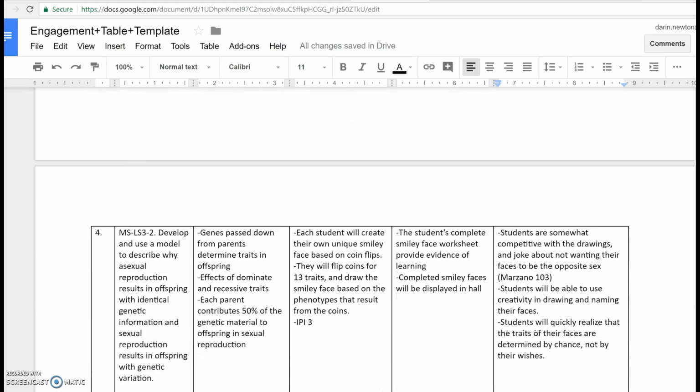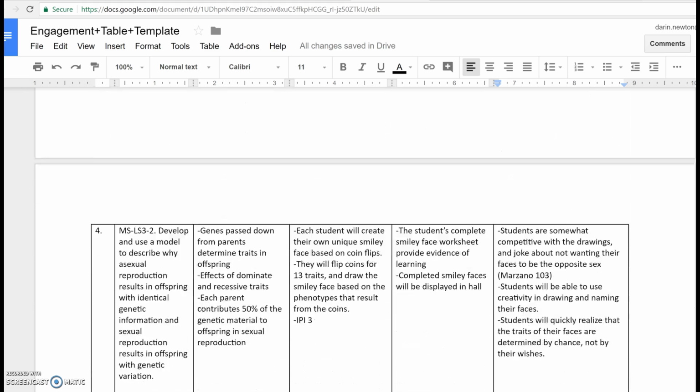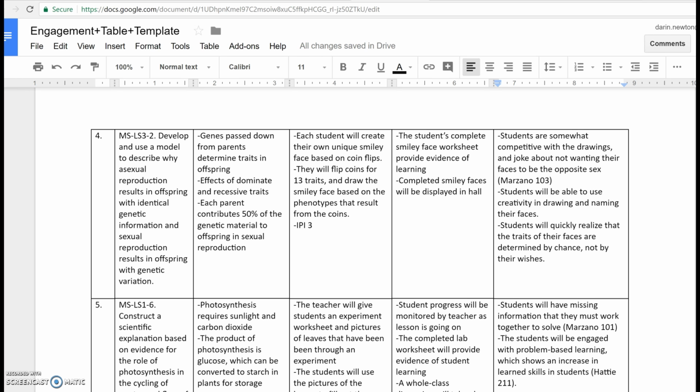And the last task I have here, the fourth one, LS3-2: develop and use a model describing how asexual reproduction results in offspring with identical information. Basically, students need to know genes are passed down from parents and determine traits in offspring, the effects of dominant and recessive traits, and that each parent contributes 50% of the genetic material. I did this this year, and it was a blast.